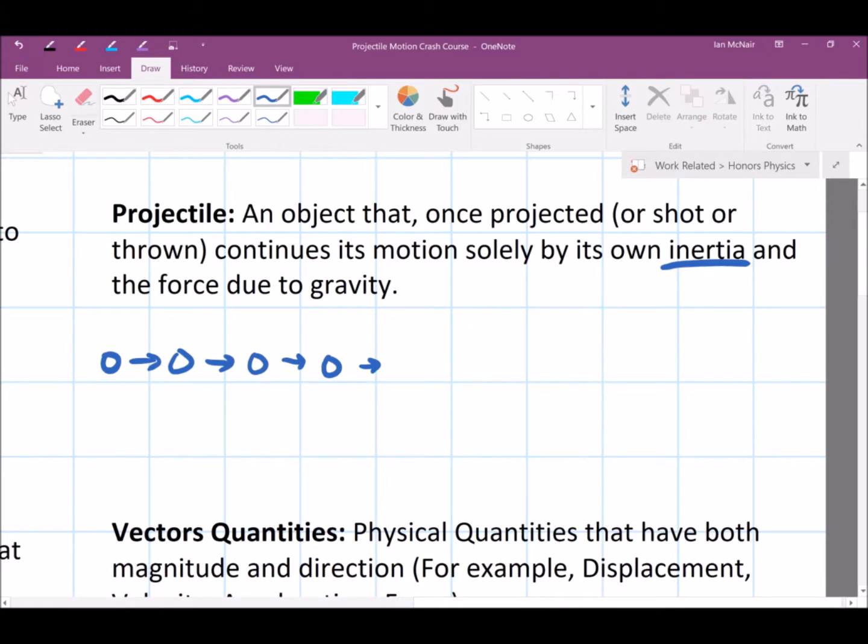And so that's all inertia means. When we're talking about projectiles, we're talking about things that get shot out. The reason it continues forward is because it has inertia. That's all you need to know about that. I'm never going to ask you a question about inertia.